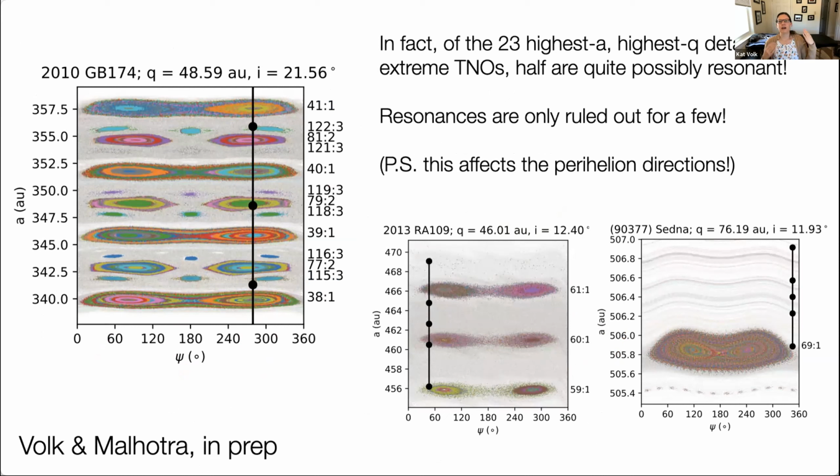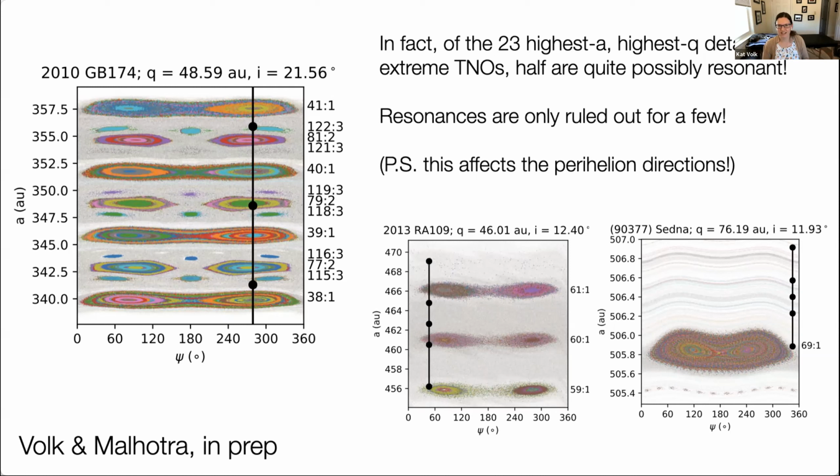And half of them are quite possibly resonant. Only like two of them can resonances be completely ruled out as irrelevant in the region. A few more are interacting with resonances that probably can't have stable libration. So these are all things that have been called dynamically detached, but they clearly are still potentially interacting strongly with Neptune via Neptune's resonances. So I kind of don't like the word detached anymore.